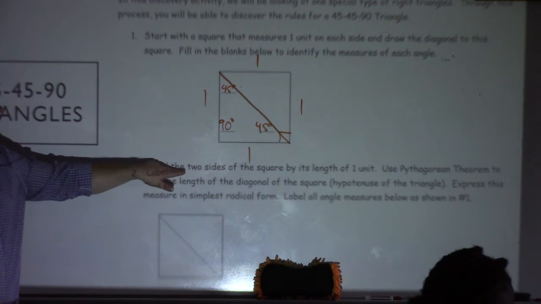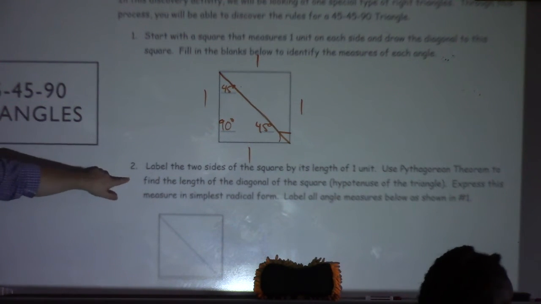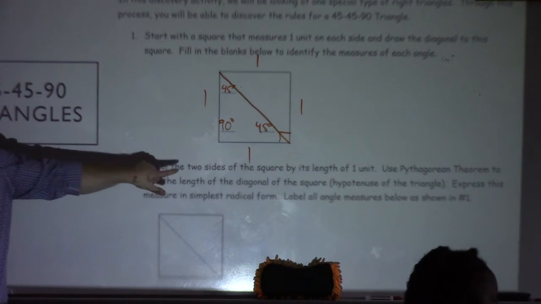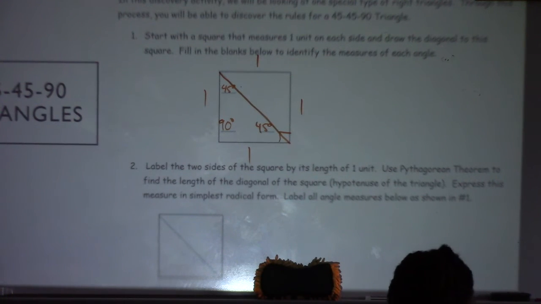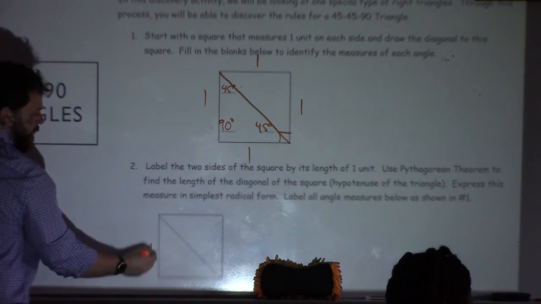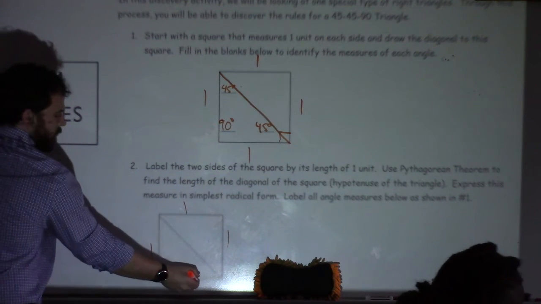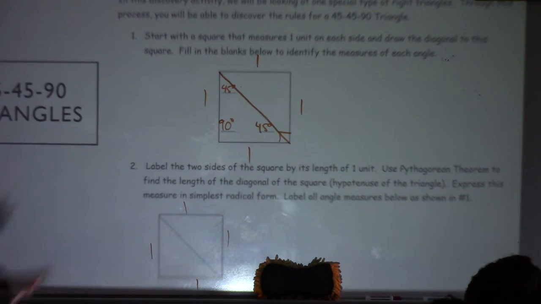Now, label the two sides of the square by its length of 1 unit. Use the Pythagorean theorem to find the length of the diagonal of the square. So, what do we know the side lengths are? 1. So what are we trying to find? It says nothing about angle measures. The side lengths.